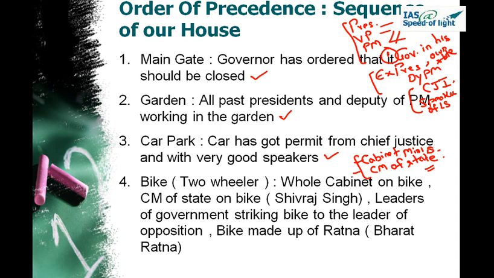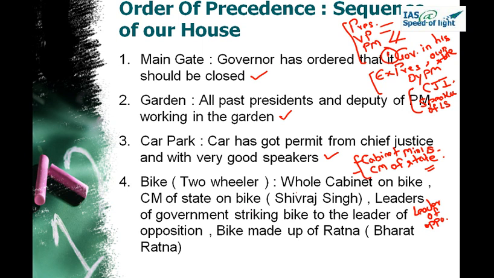Now after Chief Minister of State in his own state, it is the Leader of Opposition. Now you can see a picture where the ministers or politicians of the government side are riding the bike and they are striking it with the Leader of Opposition. So the bike we are again relating with the Leader of Opposition. And the bike is made up of ratnas, the precious stones, the jewelry. So a bike made up of ratna: Bharat Ratna.